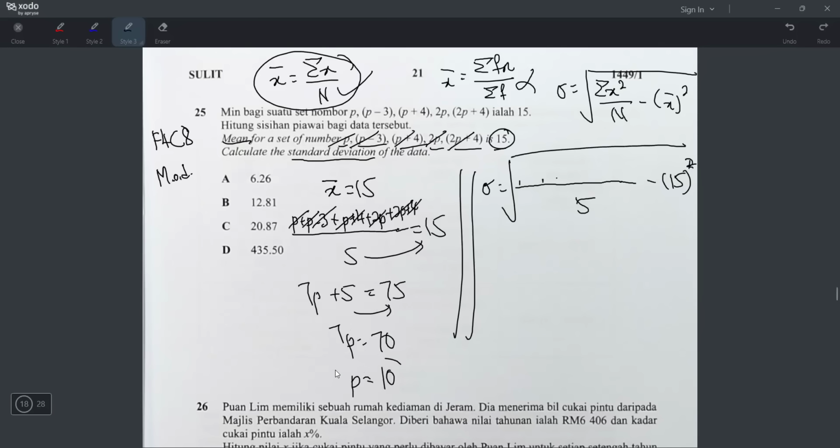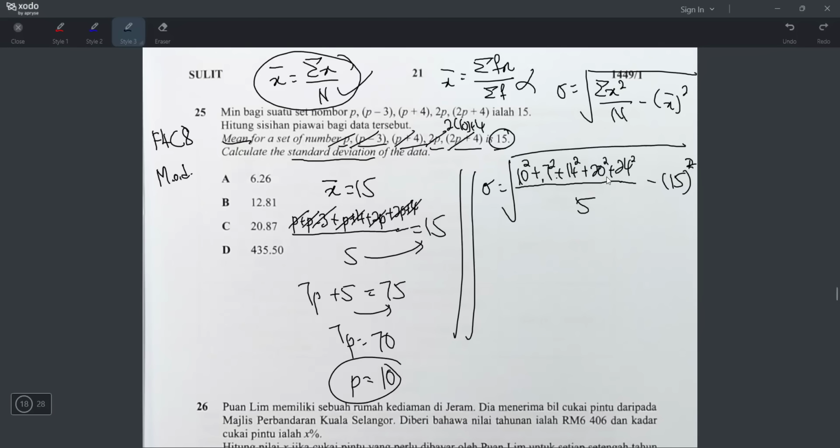Alright, after you get your p equals 10, now you can sub inside, then you get your first number already. So your first number is 10, because it's p, right? So 10, but you have to square and then plus with the next number square. Okay, the next number is p minus 3, which is 10 minus 3, so 7 square. And then plus with the next number, which is p plus 4, so 10 plus 4 is 14, and you have to square it, plus 2p, which is 2 times 10, which is 20, and then square it, and then the last number is 2p plus 4, it means 2 times 10 plus 4, so 20 plus 4 is 24, and then square.